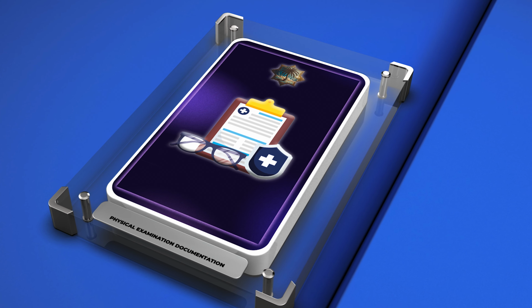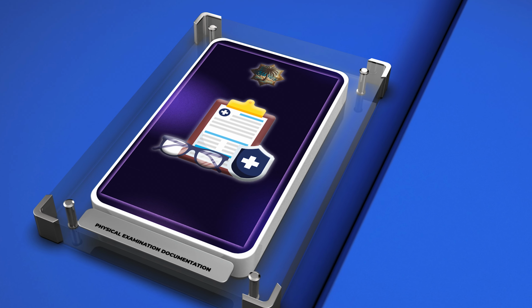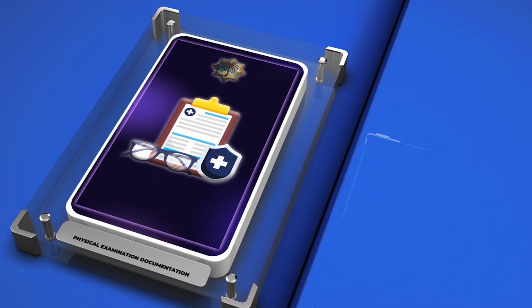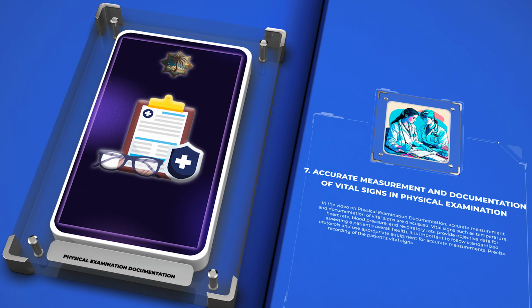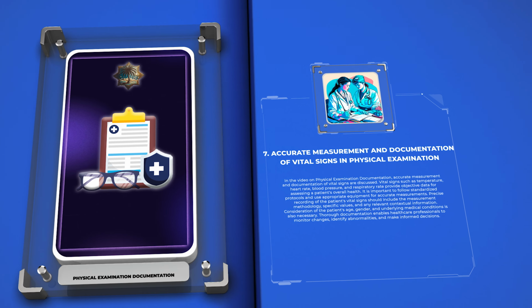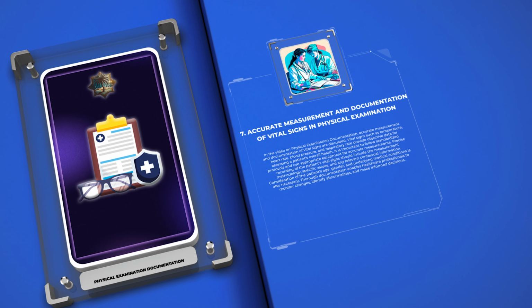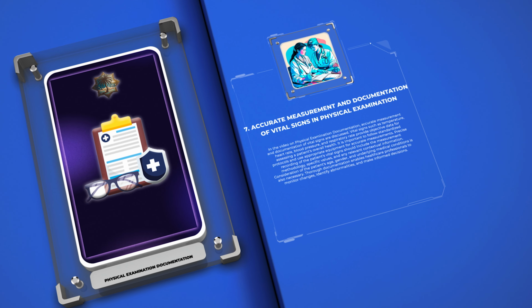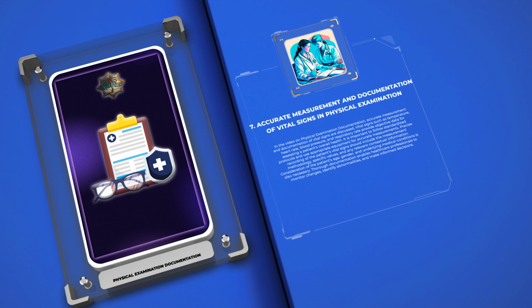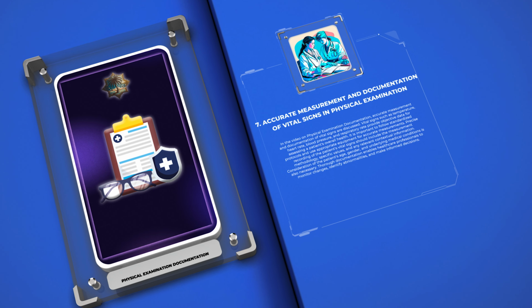In the video on physical examination documentation, accurate measurement and documentation of vital signs are discussed. Vital signs such as temperature, heart rate, blood pressure, and respiratory rate provide objective data for assessing a patient's overall health. It is important to follow standardized protocols and use appropriate equipment for accurate measurements.